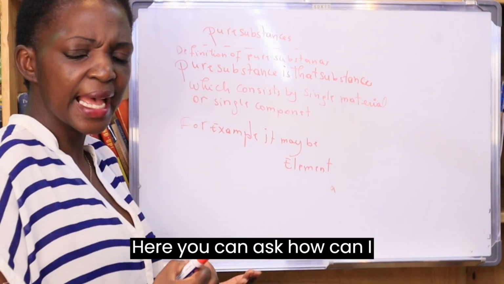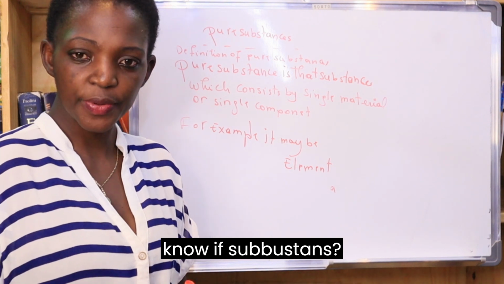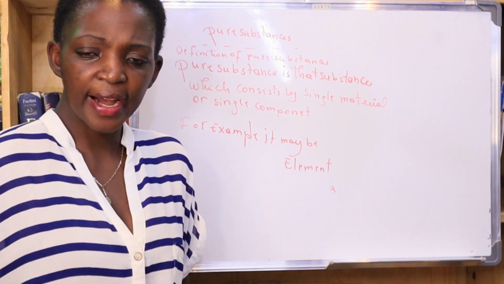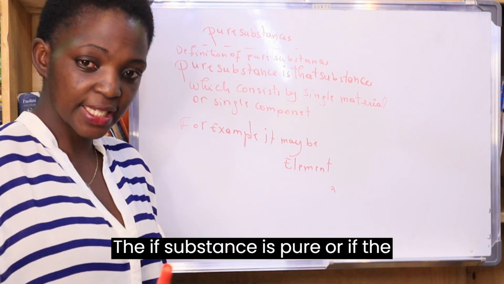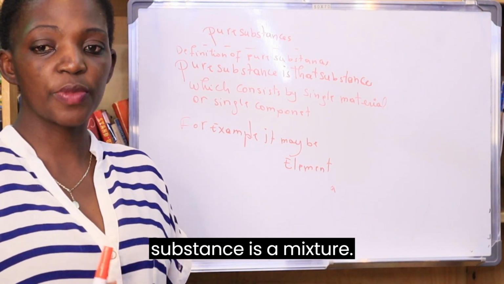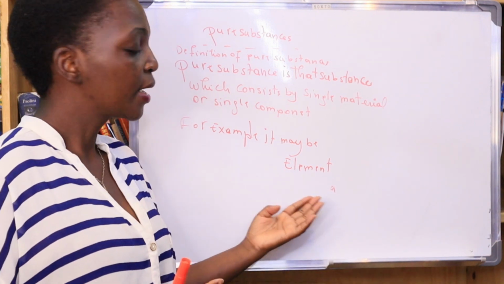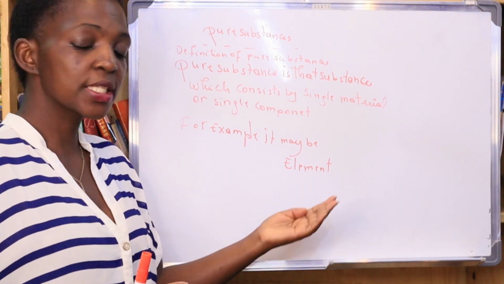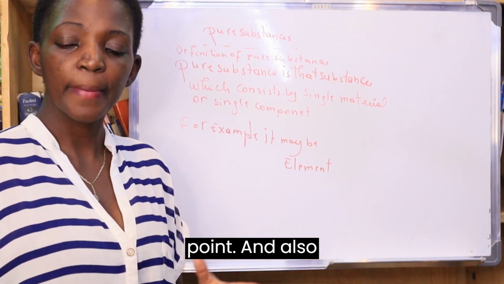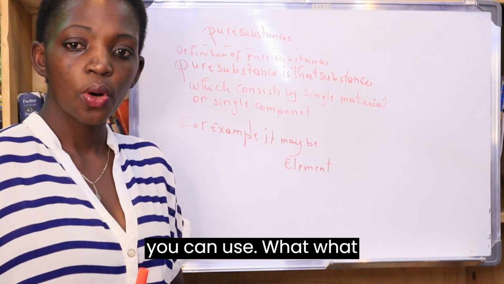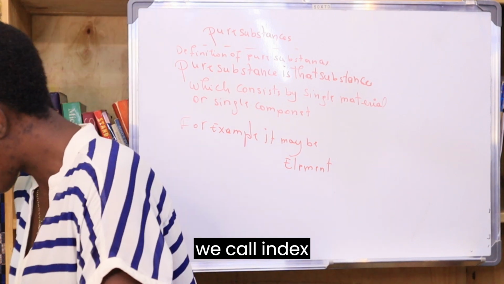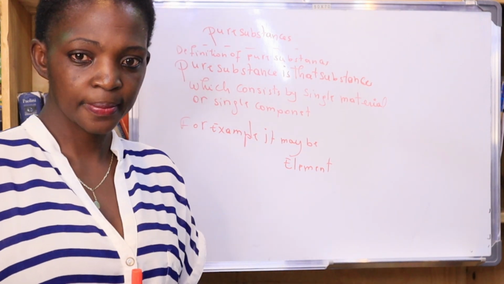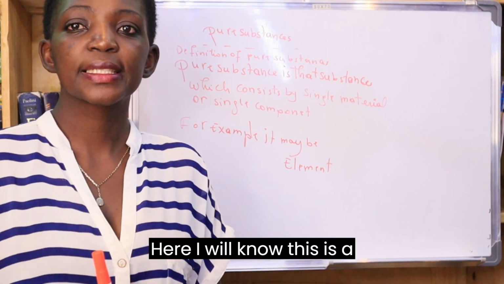Here, you can ask, how can I know a pure substance? You can identify whether a substance is pure or a mixture by using its boiling point, melting point, and also what we call the refractive index. Here you will know if it is pure.